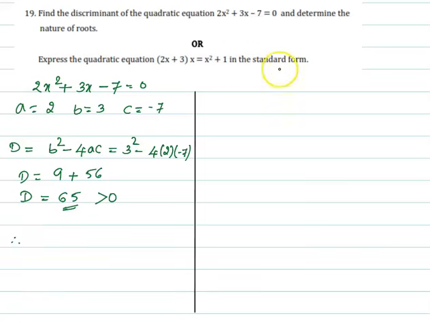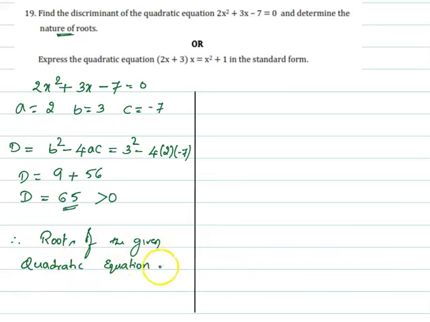Therefore, we also have to tell the nature of the roots. As the discriminant is positive here, the roots of the given quadratic equation are real and distinct.